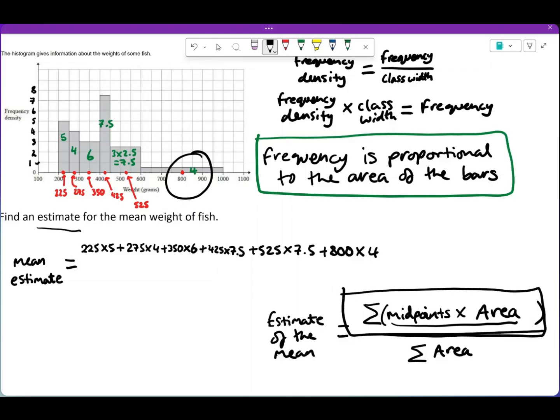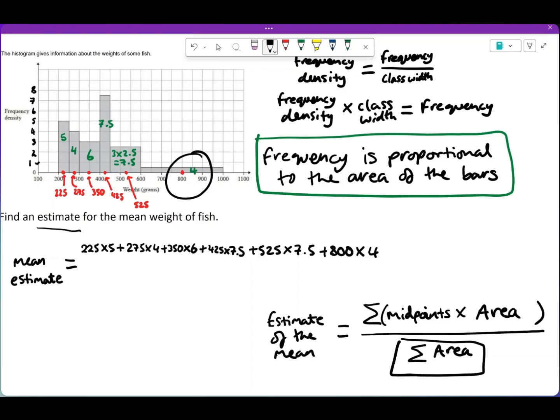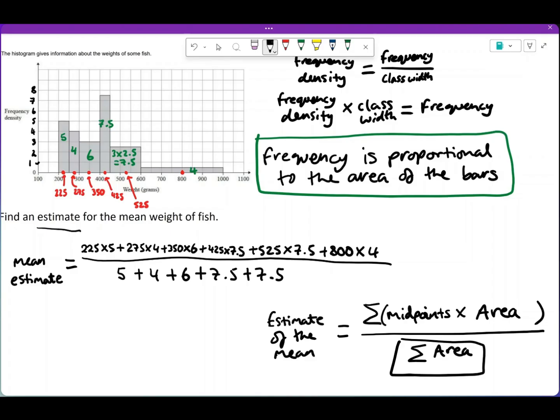We now need to focus on the denominator, which is just the sum of the areas. That's just the sum of all of the green numbers. So we have 5 in the first bar, plus 4 in the second, plus 6 in the third, plus 7.5 in the next one, plus 7.5 again in the next one, and then we have 4 in the last one.